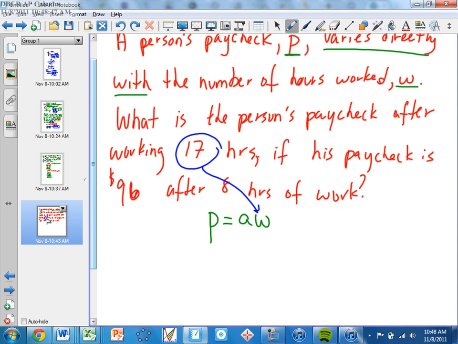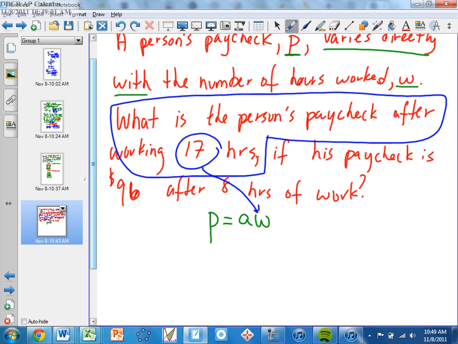Thank you, Enrique. You're on the right track. 96 is the paycheck. Thus, 96 will be the P value. If I want to find the A value, I need to plug in a W also. This 17 hours is one scenario right here. The next part is a whole other scenario. So I have the 17 hours for the first scenario, and I have $96 and 8 hours for the second scenario. Which one of these can I use to find A?